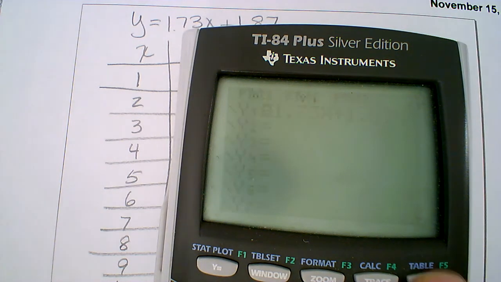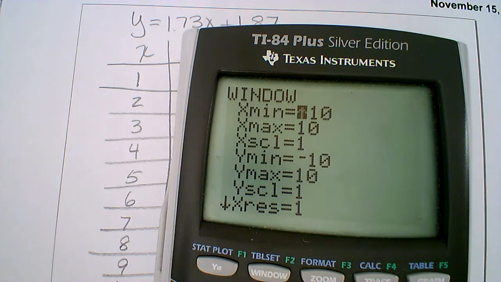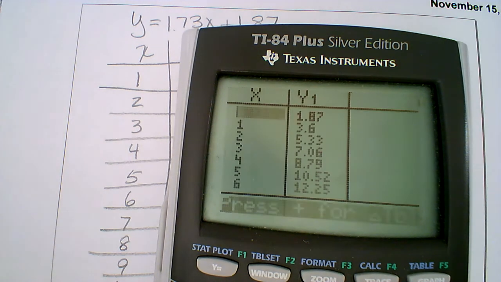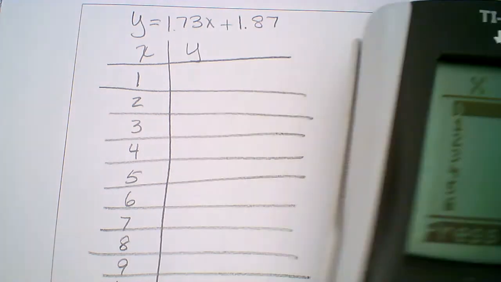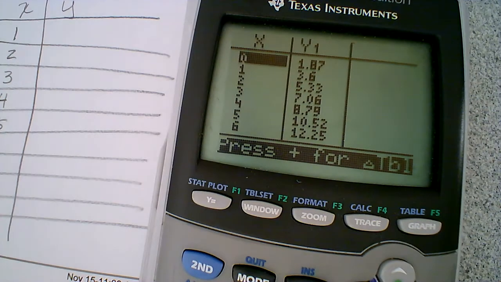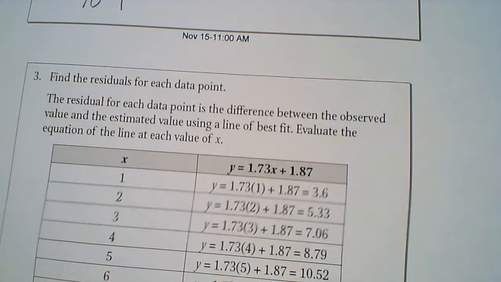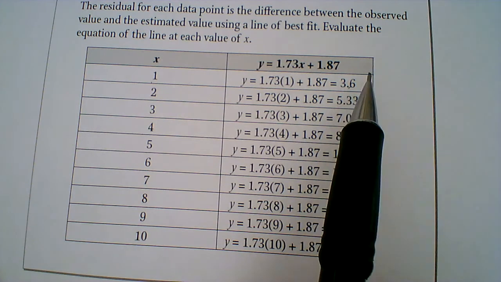We go to second graph, and that gives us our table of values. Now, my table of values happens to be off right now, so I need to fix this in my table set. There we go. All right. Yours should be just fine. So now I can complete this table very easily using the values from my table in my calculator. So when we're done, our table is going to look like this. So we have our x values and we have our y values.